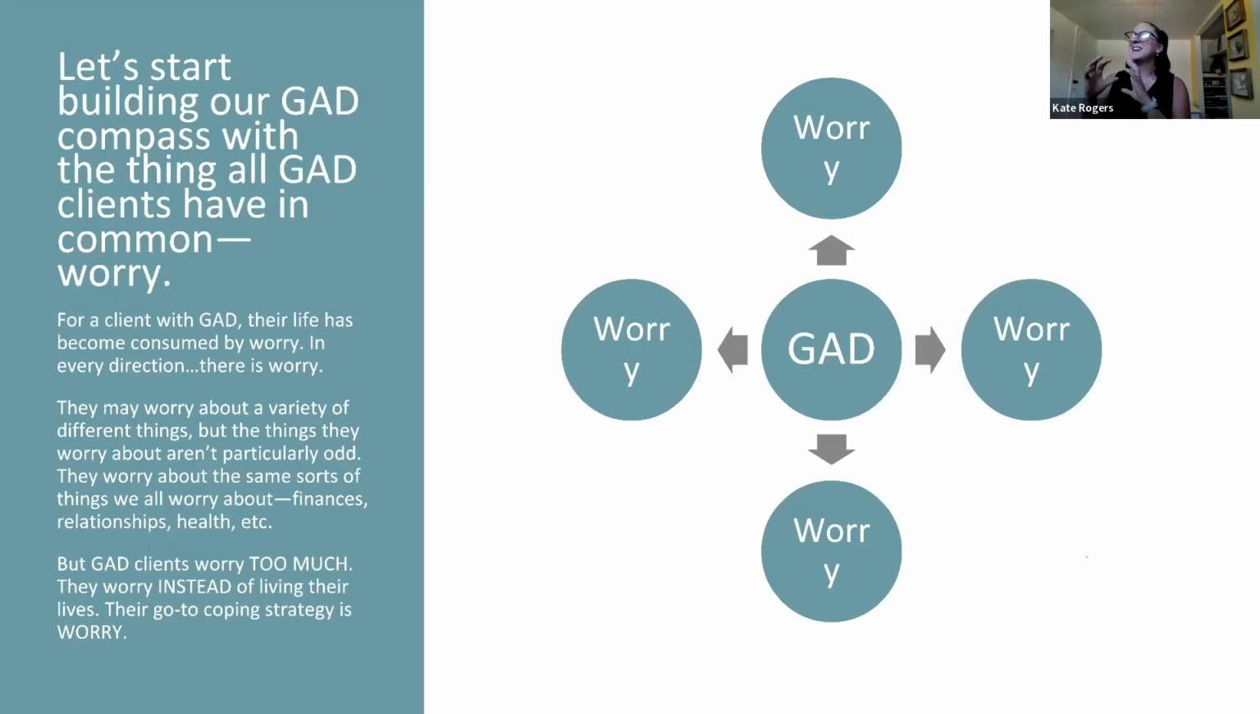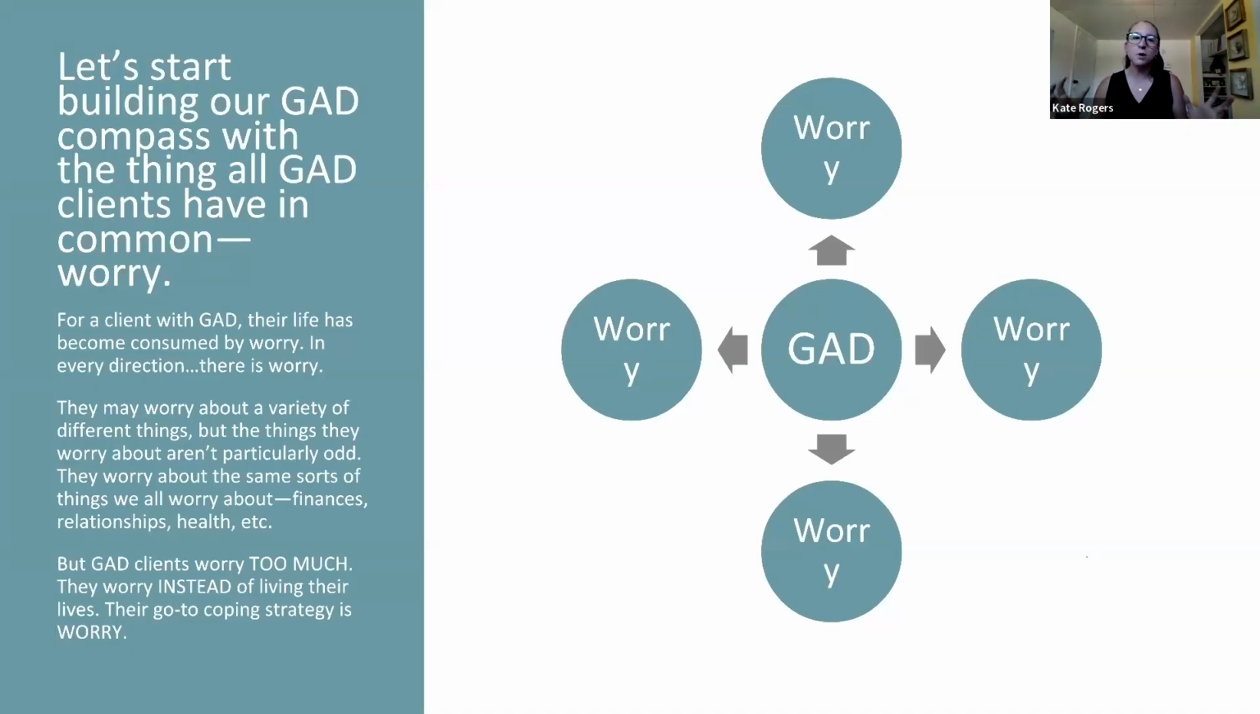That's a good spin. To really understand how GAD works, it's really helpful to break down the various functions that worry serves in someone's life. And the reason that this can't be a circle and it really has to be the compass is because each client might present a little differently. Not all clients present the exact same way with all 4 functions.